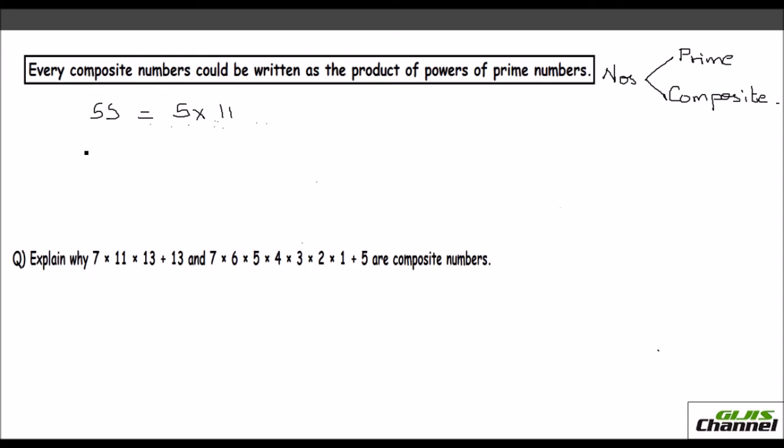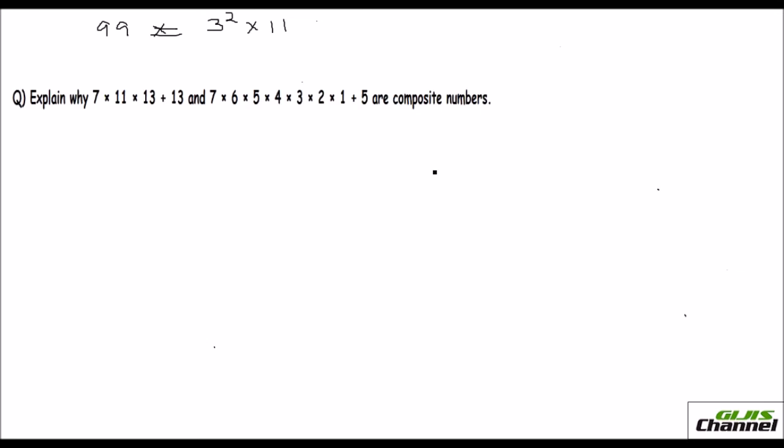Likewise, if you take 100, this is going to be 2 squared, 2 squared is 4, 4 times 25, right? So I can write it as 2 squared times 5 squared. You have 2 and 5 as prime numbers. Any number you take, say for instance 99, I can split it as 3 squared times 11, right? So any number you take is going to be the product of powers of prime numbers. So using this principle, I am going to solve this sum.